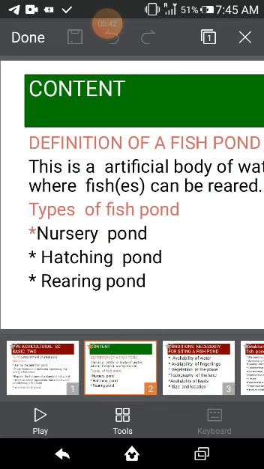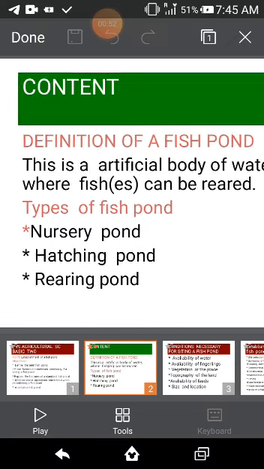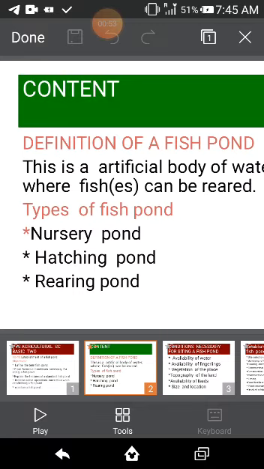On how to define a fish pond, we define a fish pond as an artificial body of water where fishes can be reared. We all know that fish is an aquatic animal that lives in water, and outside water, fish cannot survive. Because the demand for fish is now too high, going to the streams, lakes and rivers to catch fishes, you might not be able to get enough, and we need fish.